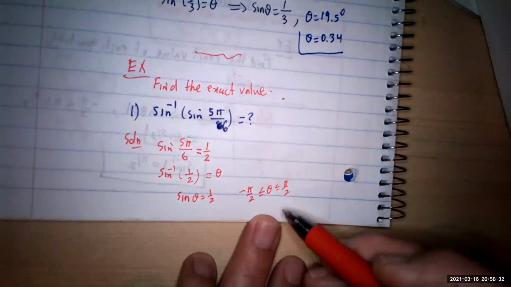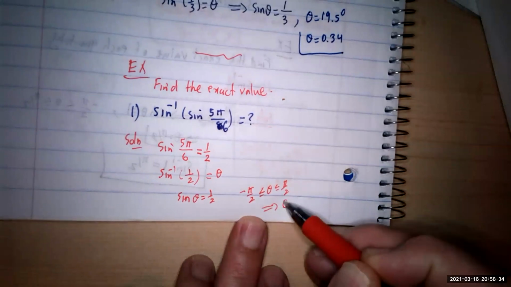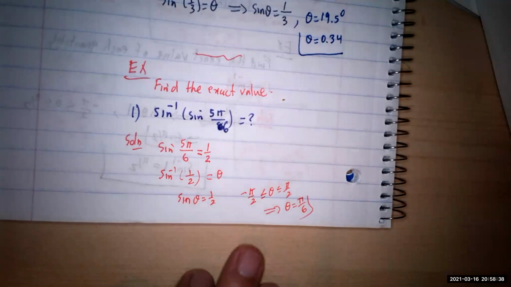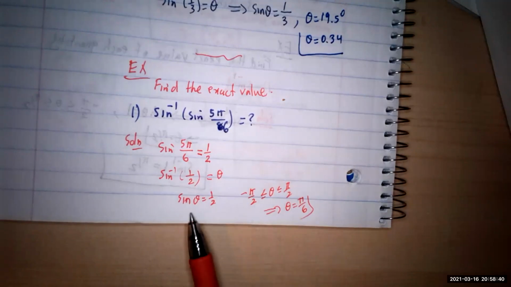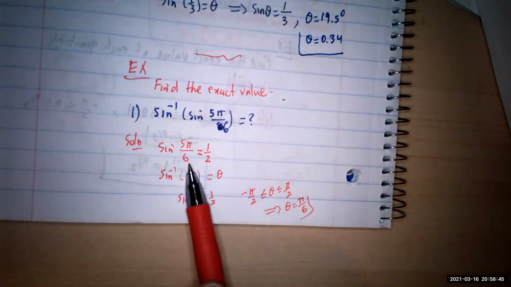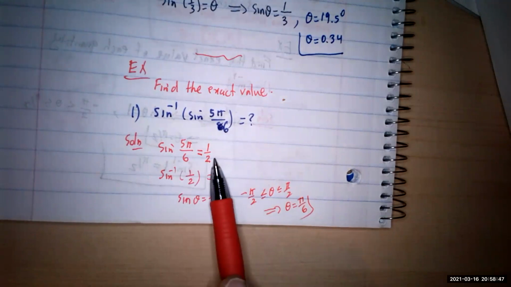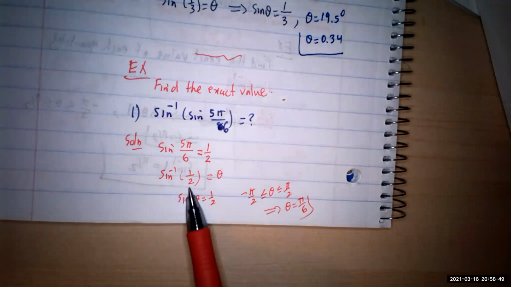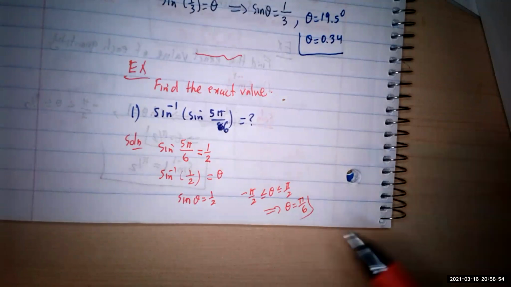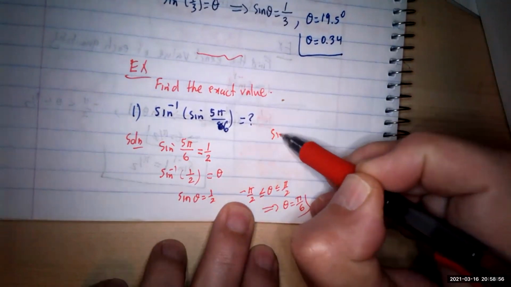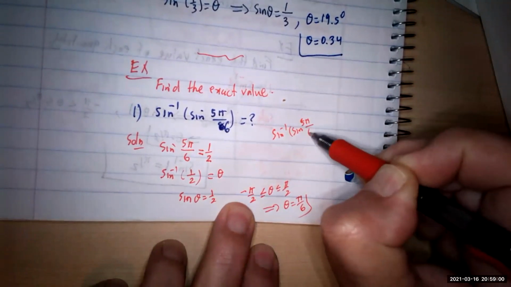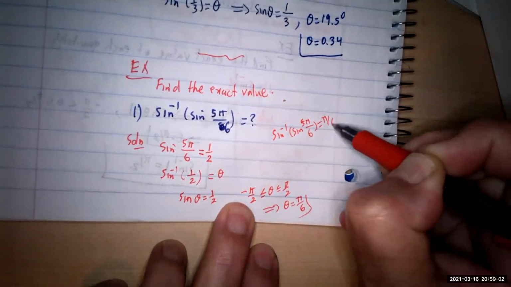So this means in this case the theta is equal to pi/6, the 30 degrees. For the first part that you find, sine of 5π/6 is going to be 1/2. Then sine of theta equals 1/2, but theta must be in the first quadrant. So the sine inverse of the sine of 5π/6 is equal to π/6.